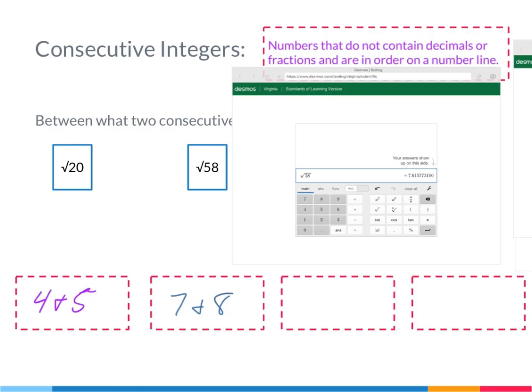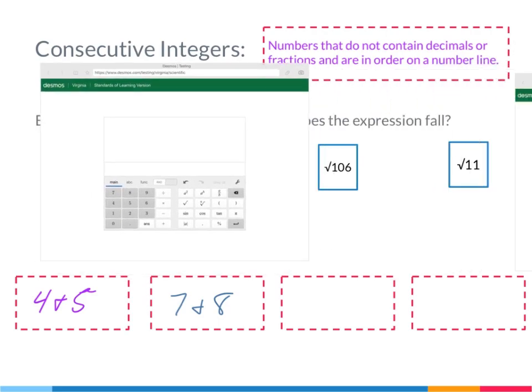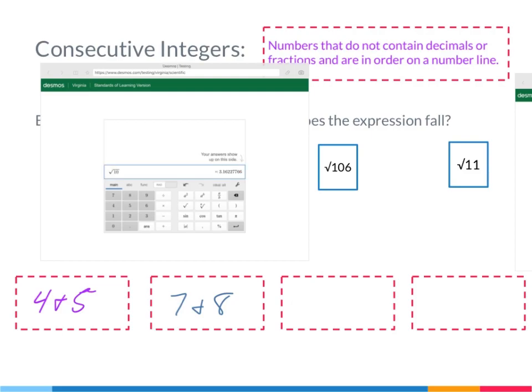The next one there, we've got the square root of 106. So we're going to drag in our fancy calculator here. We're going to use our Desmos calculator to start with our square root symbol. So the square root of 106. And it even says our answer right here on the side, 10.29. So which numbers does 10.2 fall between? That's going to be 10 and 11.